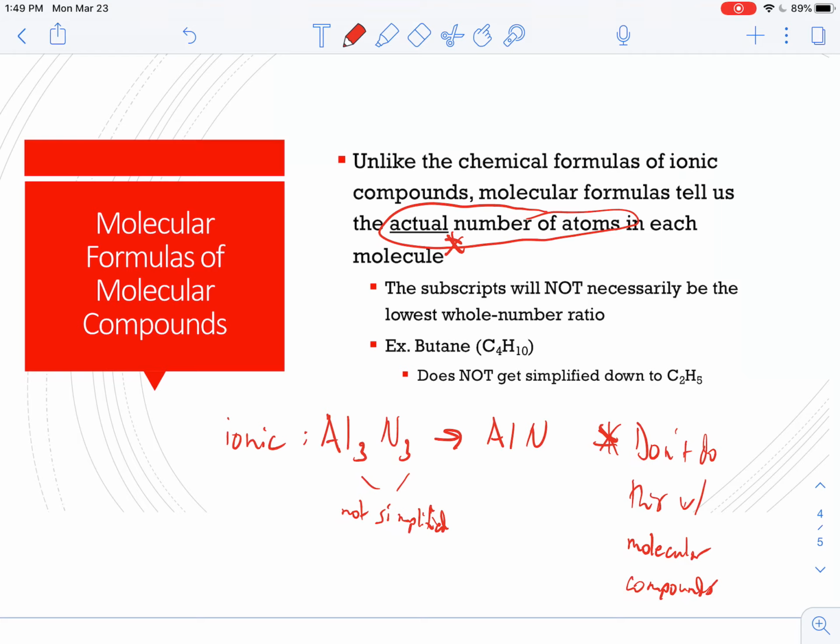So when we look at the example of butane, a molecule of butane has to have 4 atoms of carbon and 10 atoms of hydrogen bonded. But these 14 different atoms are all going to be sharing electrons with each other. The big thing we have to remember is that we do not want to simplify them. So we cannot simplify butane down to C2H5. These two things are actually completely different compounds.